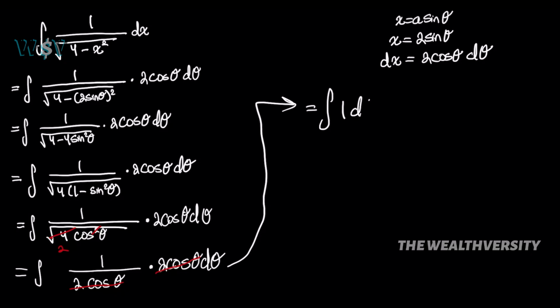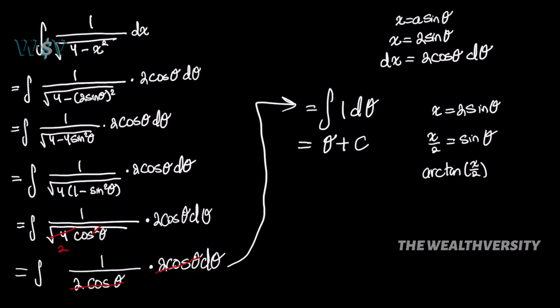But we are not done yet, because our final answer needs to have the variable x, not theta. So we look at x is equal to 2 times sine theta. We isolate for theta by dividing both sides by 2. Then we take the inverse of sine, so we have arc sine of x divided by 2. So the final answer is arc sine of x over 2 plus c. Let's look at another example.